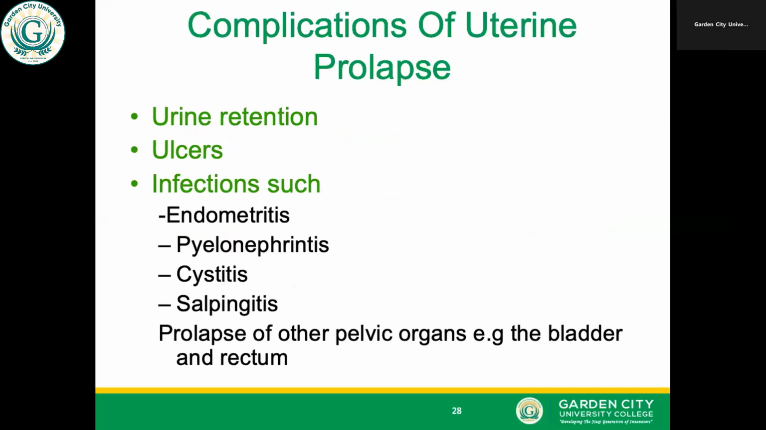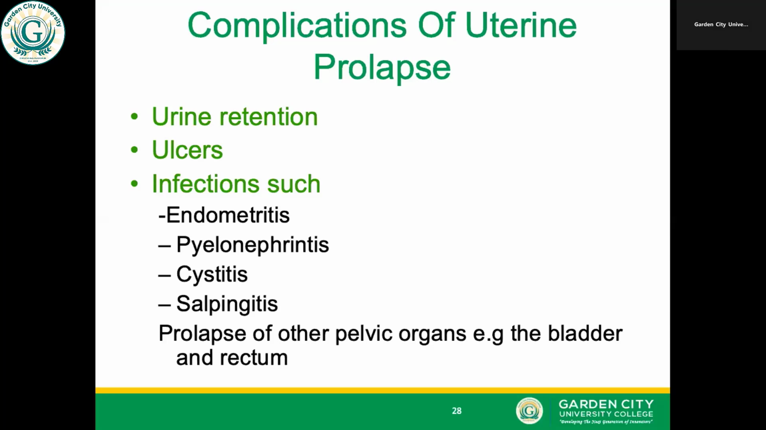So we have complications of uterine prolapse. We have urine retention, in the sense that since the body of the uterus has descended, it will be blocking the urethra, which will lead to urine retention. Even though the internal walls of the urethra might be open, because of the blockage from the uterus side, it will cause the urine to be retained.